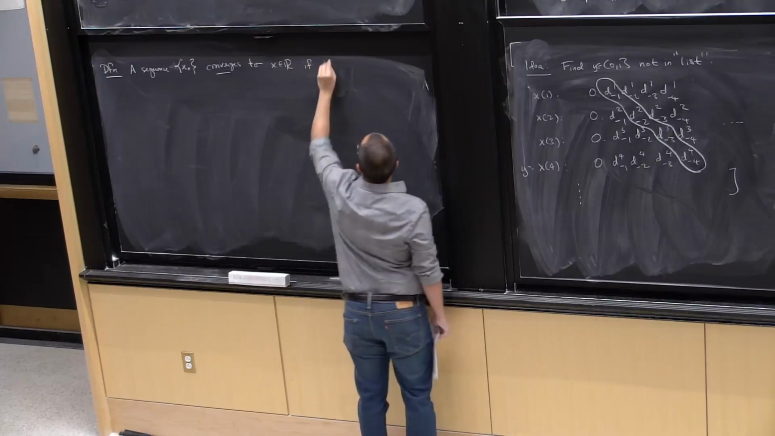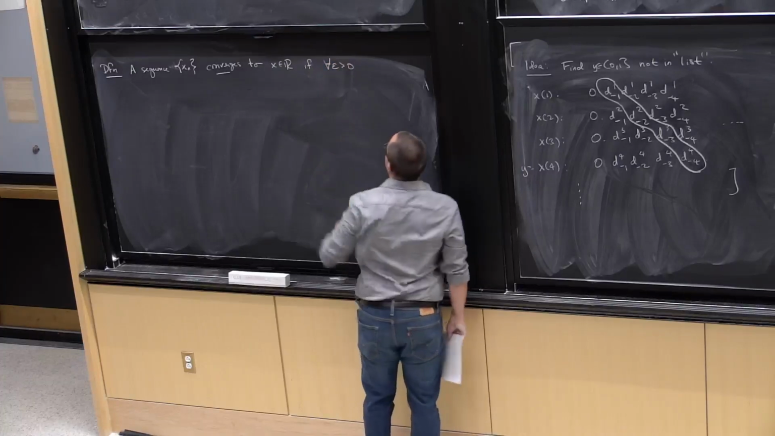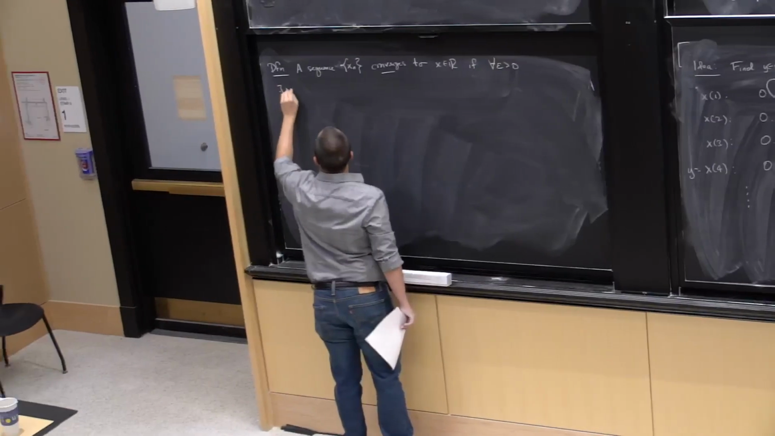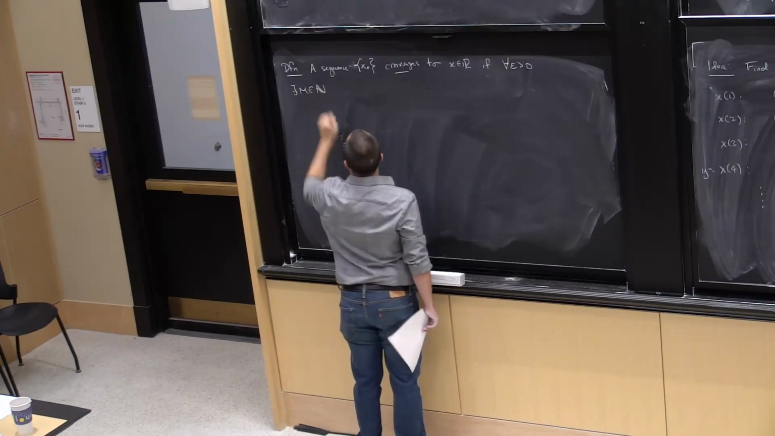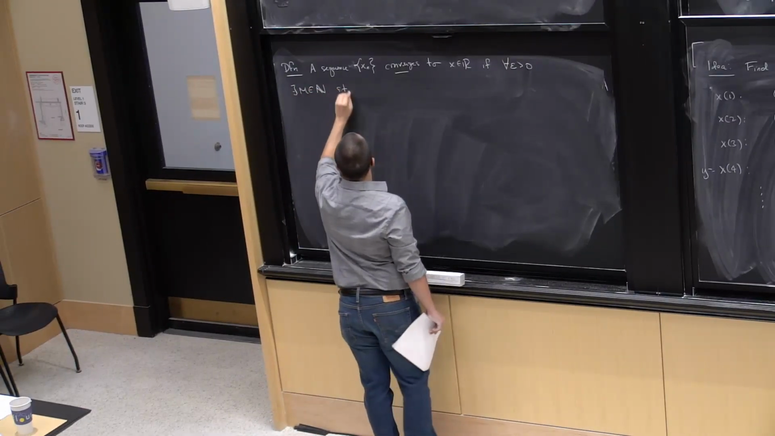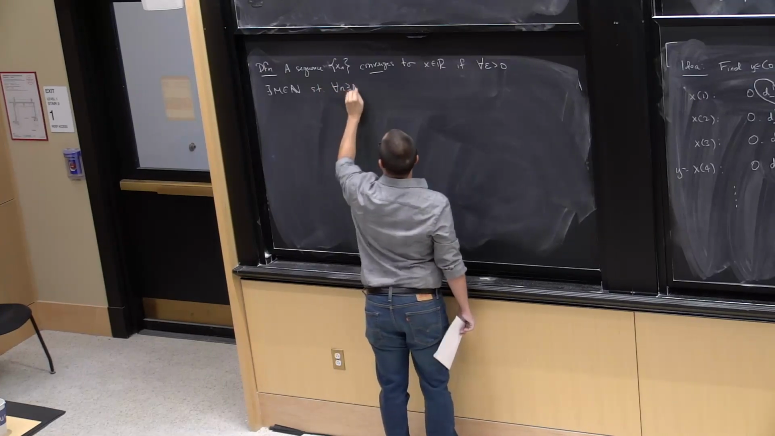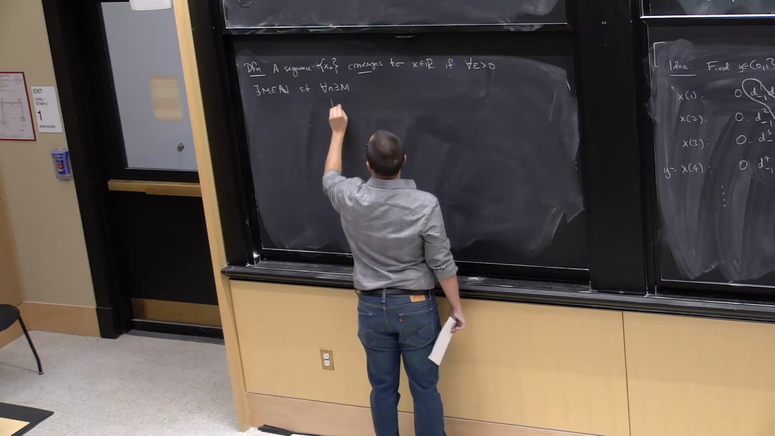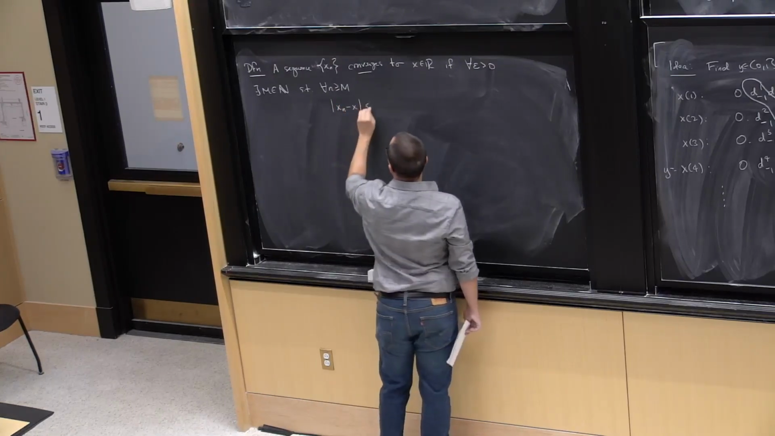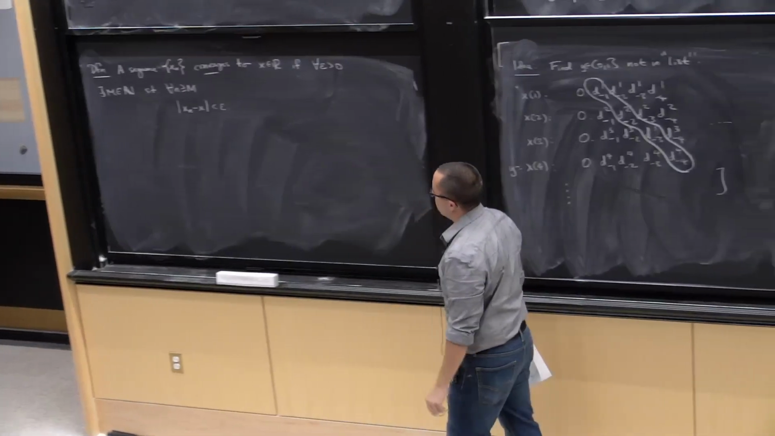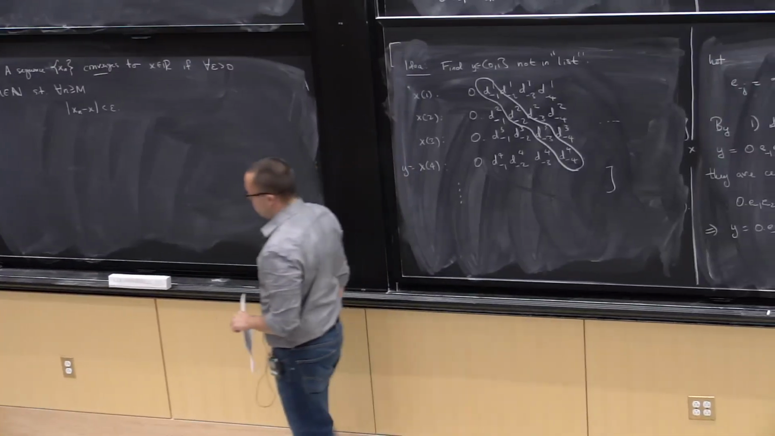If for every epsilon positive there exists a natural number capital M such that for all n bigger than or equal to capital M, x_n minus x in absolute value is less than epsilon. Okay? Now remember, the absolute value is meant to be something like a distance.